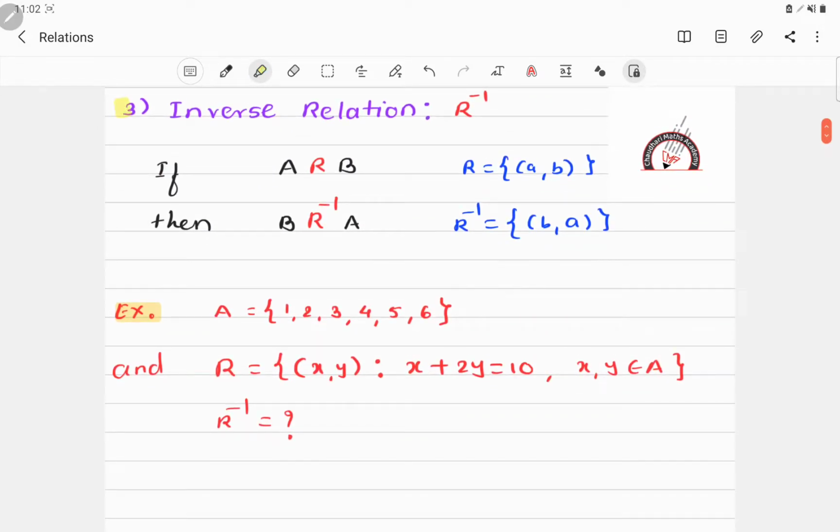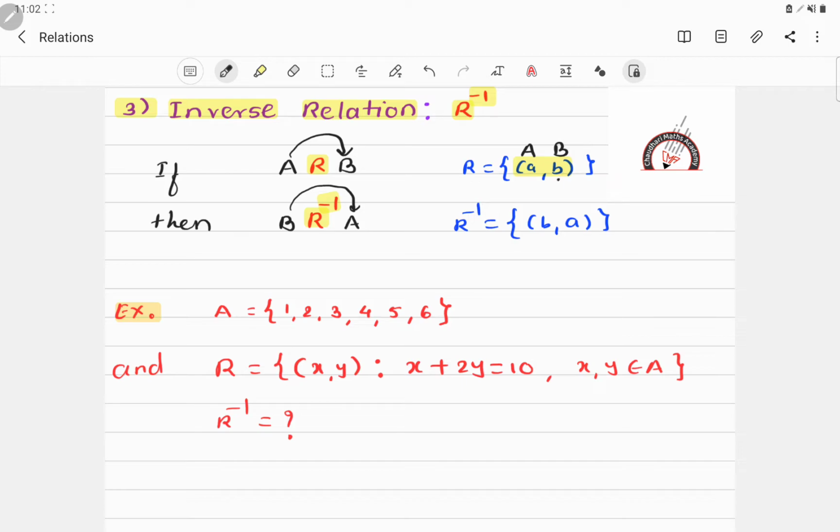Okay, then the next one, very important, the inverse relation, denoted by the symbol R raised to the power -1, but don't read it like that, read it as R inverse. Now if A and B are the two given sets, and R is a relation from set A to set B, denoted by the ordered pair (a, b), where a belongs to set A and b belongs to set B, then the inverse relation always changes the order. It comes from B to A. It is a relation between the sets B to A.